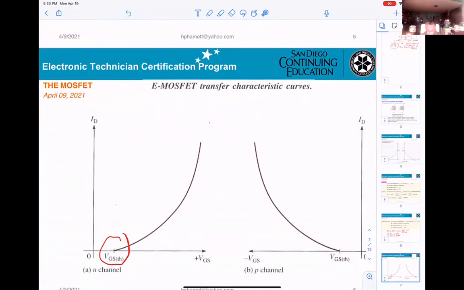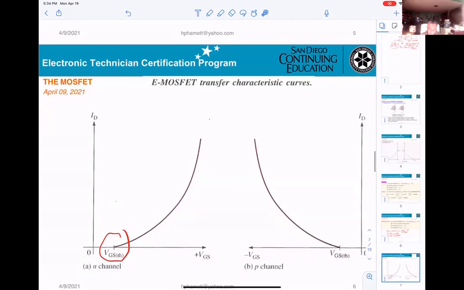The E MOSFET is quite different from the JFET and the D MOSFET. Okay, the curve starts at VGSTH, and that tells you the voltage for VGS goes positive this way. Okay, and on the P channel, VGS goes the other way. That's just a transfer curve.